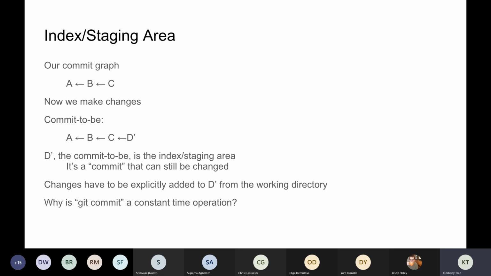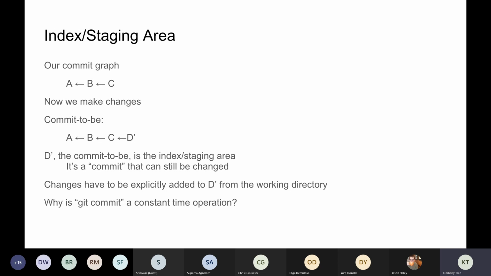You can actually do a commit, and if you can't add anything, the D prime, the staging area, the commit to be, is empty, and you get nothing. They call it the index or staging area, but I like to think of it as the commit to be. The only difference between D prime and D itself, once it's committed, is that it becomes unmodifiable. It gets locked in stone once you commit the changes.